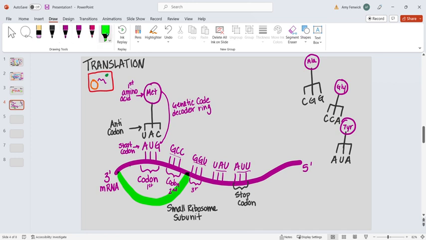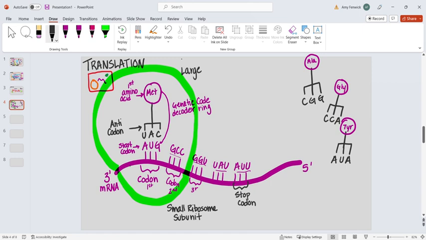Before we even get started using the genetic code or anything like that, now that we have the small ribosomal subunit docked on the mRNA, and now that we've docked the first tRNA and the first amino acid, the large ribosomal subunit then docks itself on this whole machinery here that we have. And let's label this. This is the large ribosomal subunit.